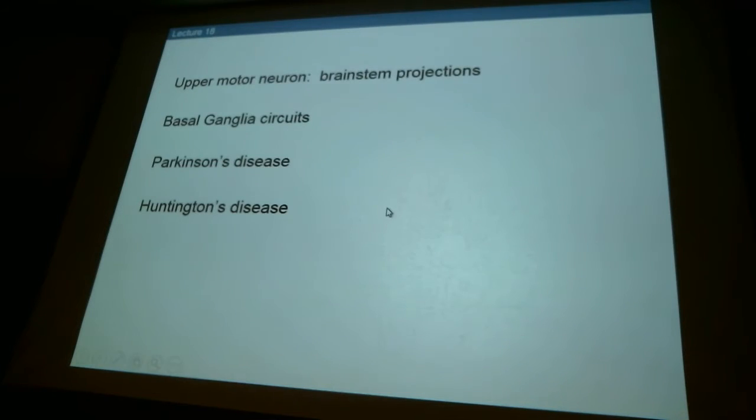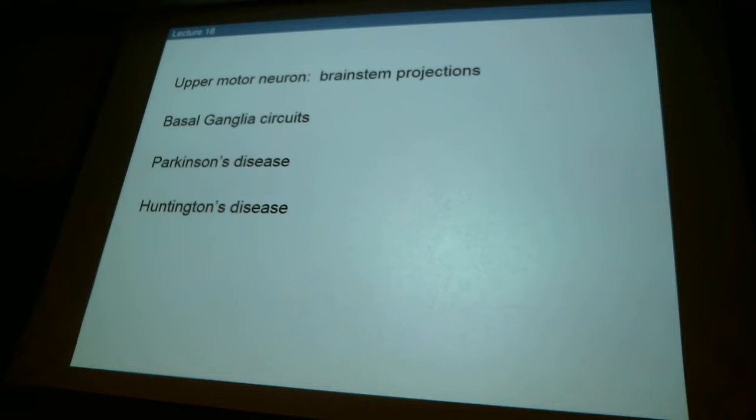Okay, so today we're going to talk about two topics. One is the upper motor neuron brainstem projections. Remember, those are the second half of the big system overlying the lower motor neurons. And then we're going to talk about one of the two circuits that influences those upper motor neuron circuits, and that's going to be the basal ganglia circuits.